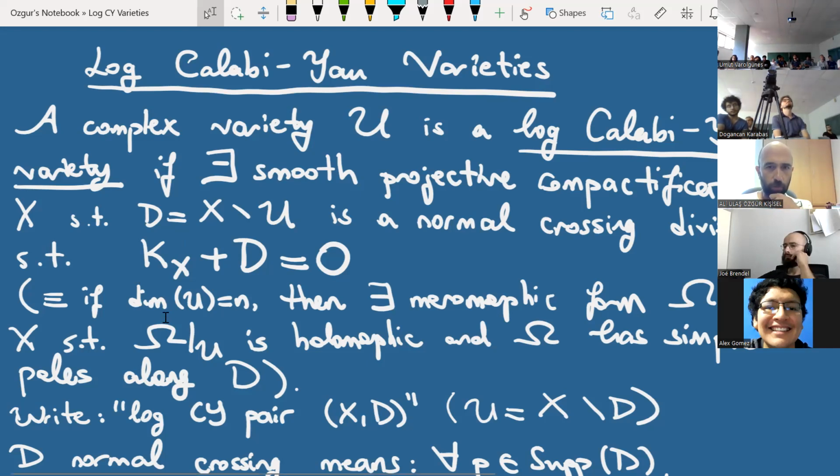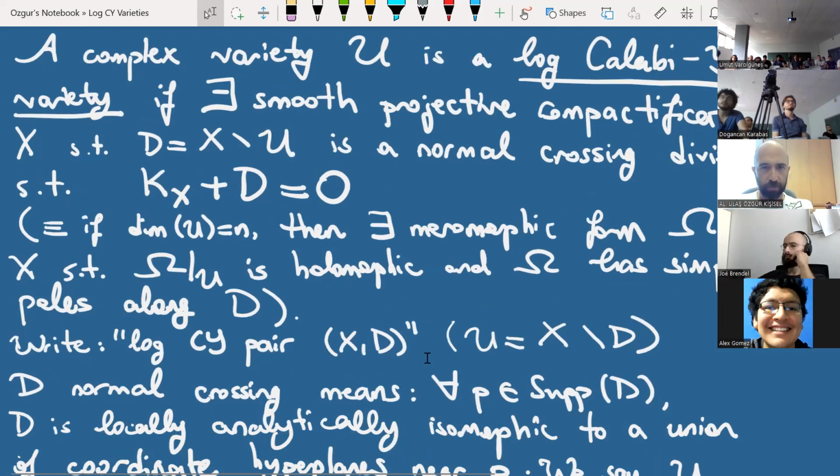Well, what does this mean in terms of forms? Okay, so let's say the dimension is equal to n, and this is equivalent to saying that there is a meromorphic form on X such that restricted to this big open chunk U, it is holomorphic, and it has precisely simple poles along this boundary D. So this is more like a property of the pair (X, D) rather than U. So one usually writes the log CY pair (X, D), where U is understood to be X minus D.